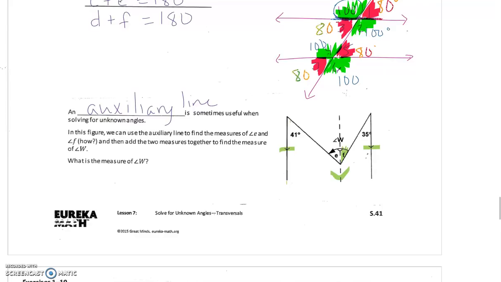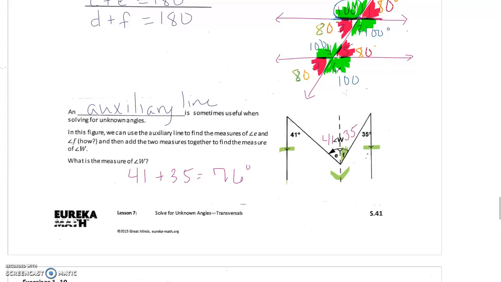So now I can use my angle pairs. Let's look at angle F. It makes a pair with the 35. What kind of pair does it make with the 35? They're alternate interior, which means F, alternate angles are congruent. F is also 35. And then what do y'all know about E? It's alternate interior with the 41. So it's also 41. So what's the measure of angle W? Well, it's 41 plus 35. It's 76 degrees.